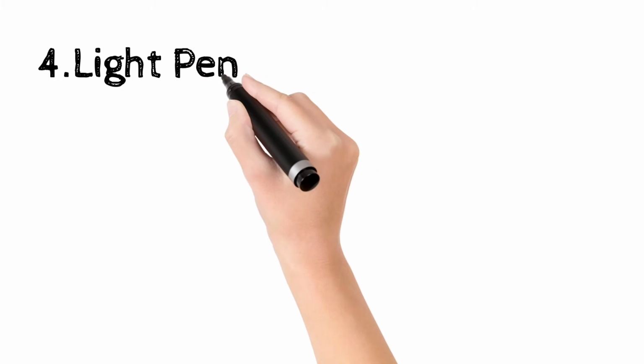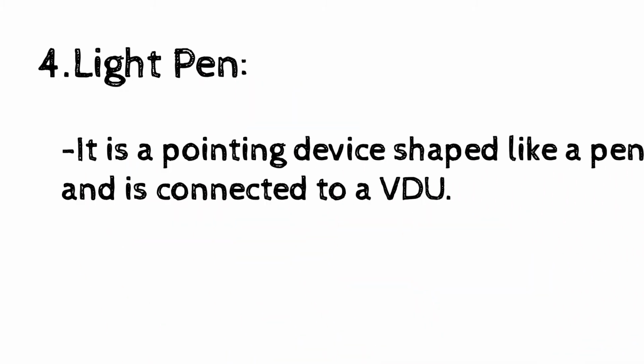Light pen. It is a pointing device. It is shaped like a pen and it is connected to a VDU, that is visual display unit. Tip of a pen contains the light sensitive element.